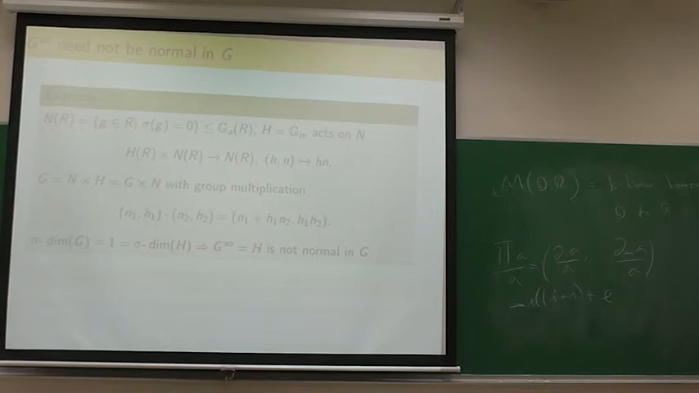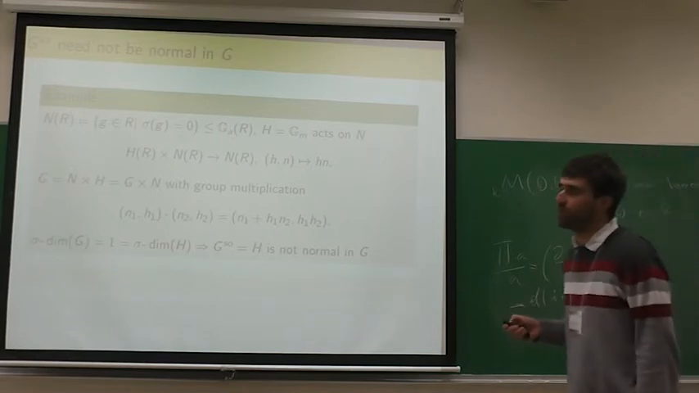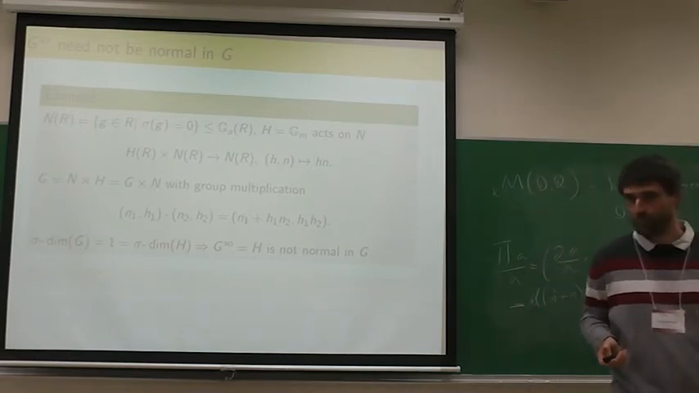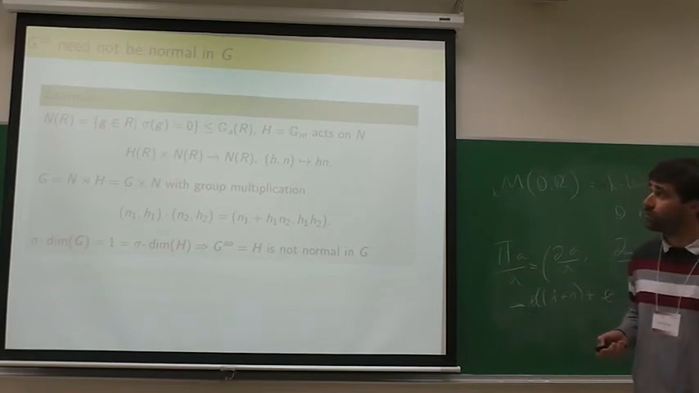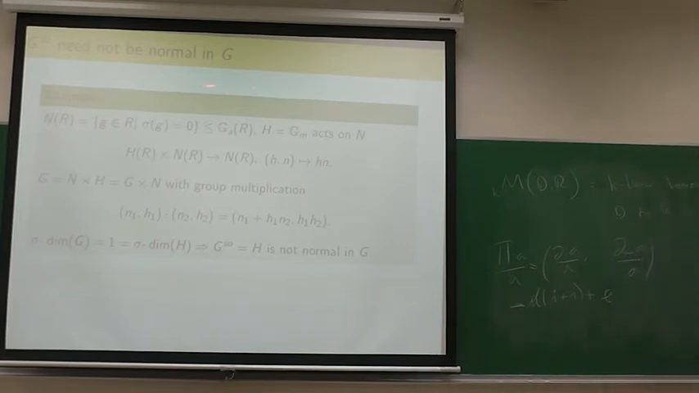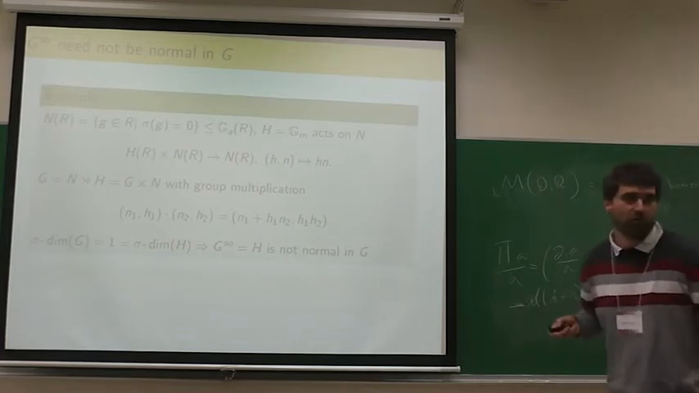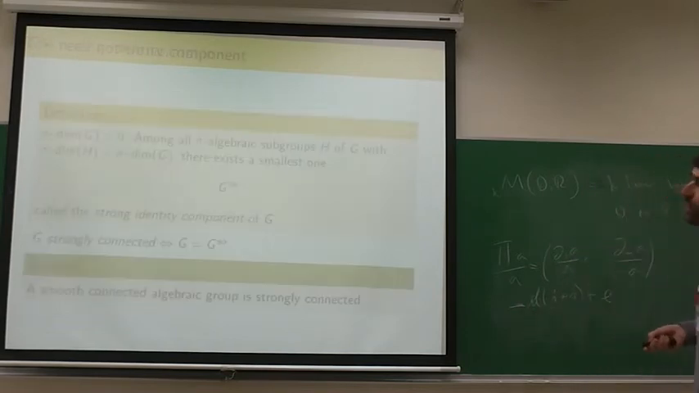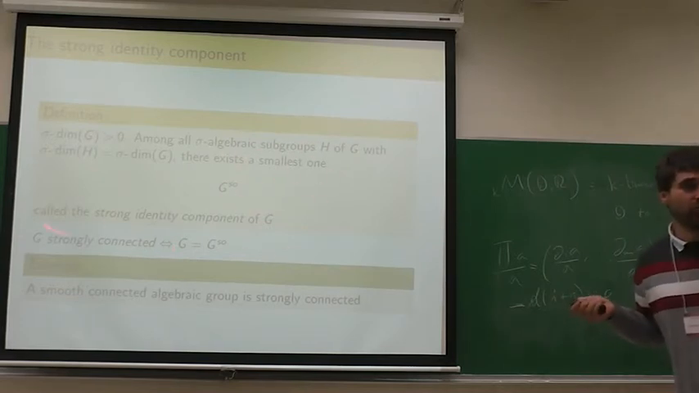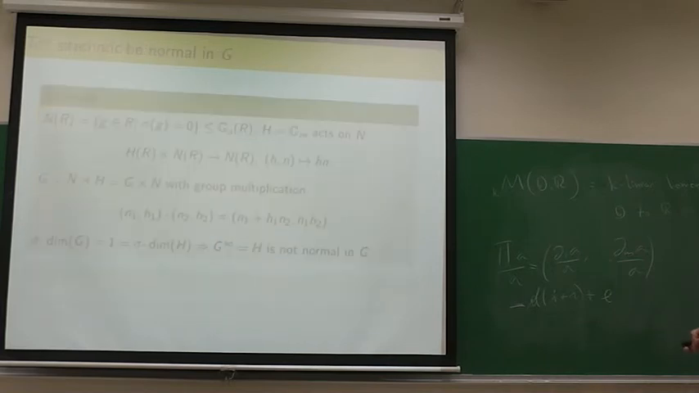But there's something which is maybe a bit counterintuitive. The strong identity component, you should think of it in fact as an analog of the usual identity component for algebraic groups, and it need not be normal in G. That's kind of counterintuitive because you think it's a characteristic subgroup, so it's stable under any automorphism, because it's the unique smallest one with a certain property which is preserved under any automorphism. But that's not good enough to get you something normal. So let's look at the example. That's a point where it's really crucial that sigma is not injective.